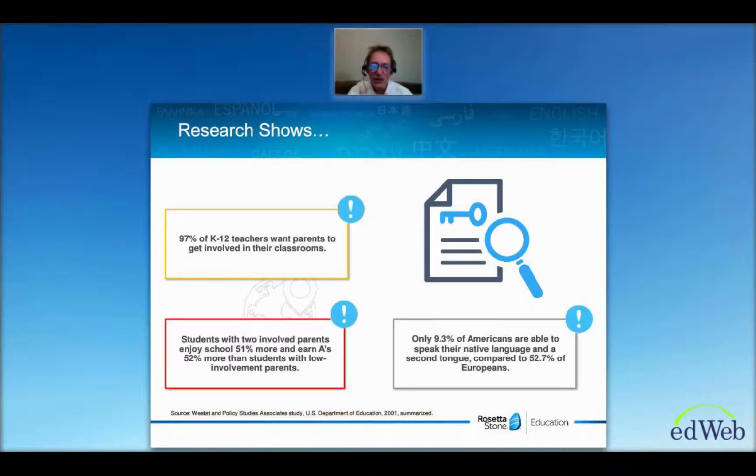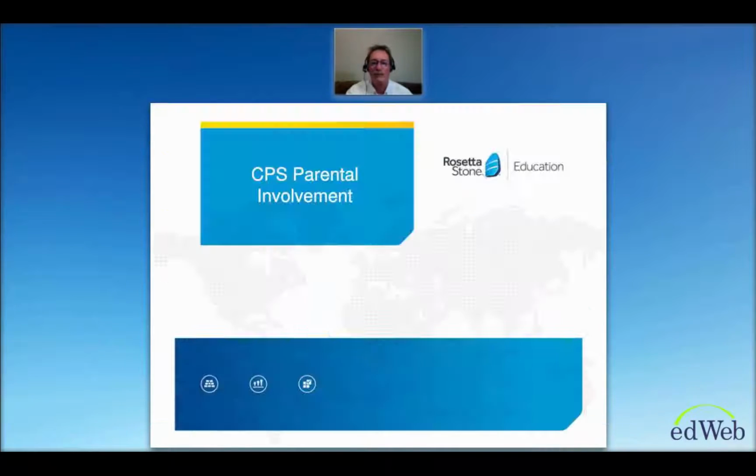A little research, and you'll see from the Department of Education, this is 2001. You can imagine what it's like now. 97% of K-12 teachers, and I'm sure you guys as teachers are in that group, want parents to get involved in their classrooms, not only at home, but also to get involved with their classrooms. They would love to have a greater integration with the child and the parent with the school. 52% more than students are low-income parents. We have that situation here. We do everything that we can to accommodate that and make access to the school, the teachers, and the programs available as easily as possible.